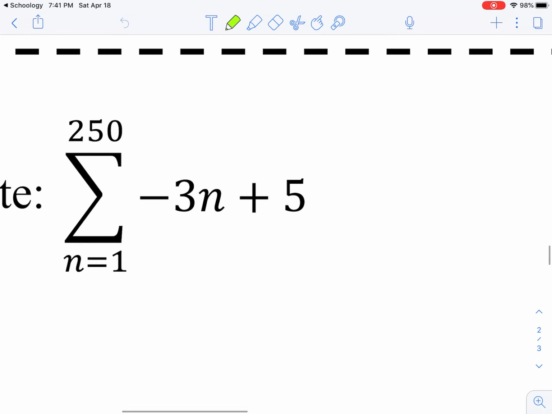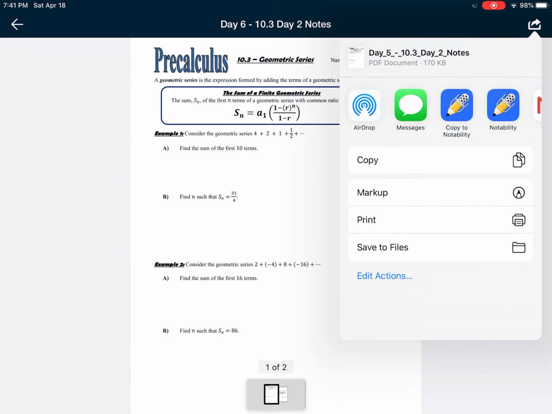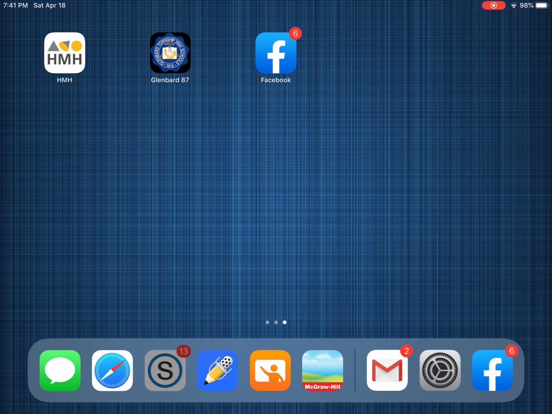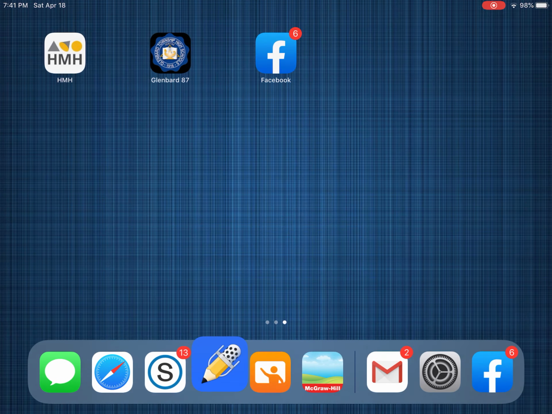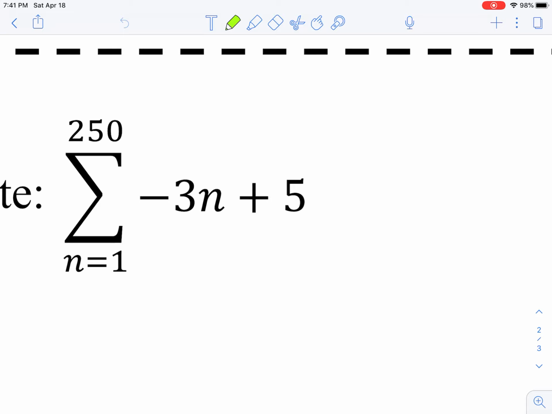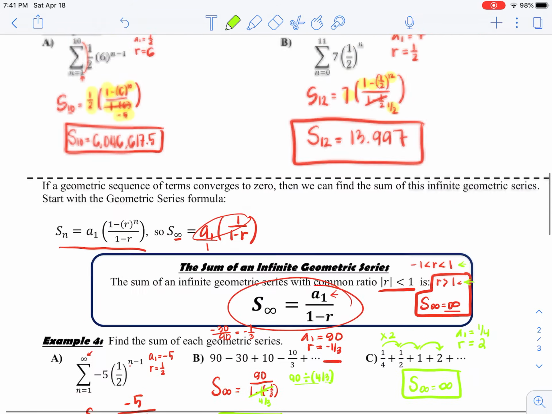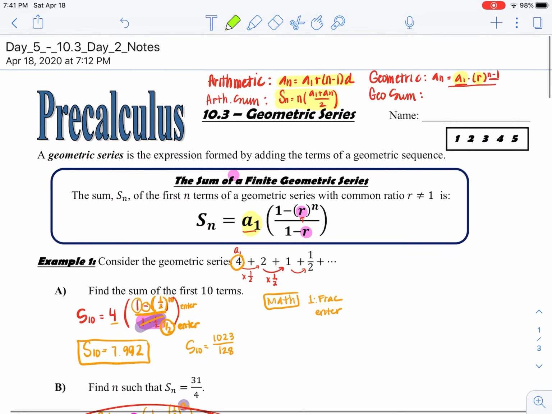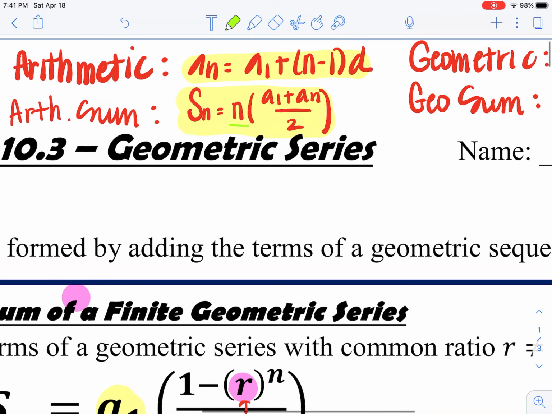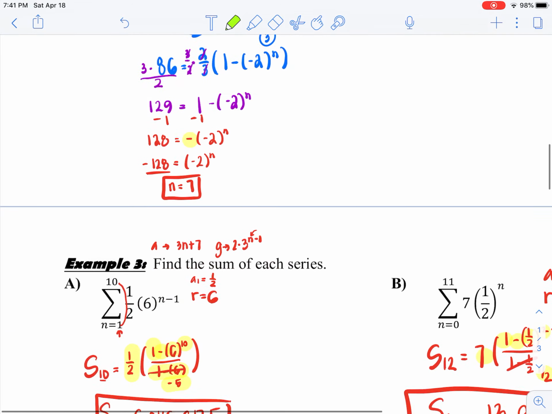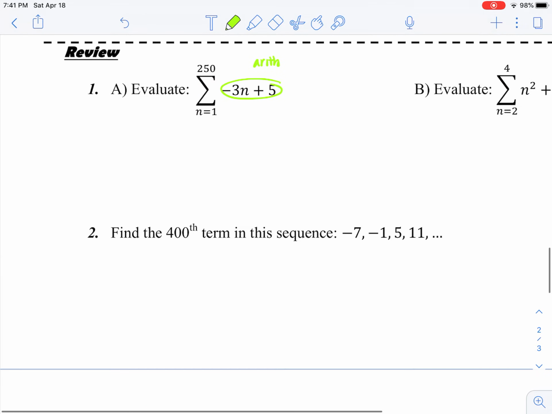So you're going to look right here, and you're going to say, is that arithmetic or geometric? Is -3n plus 5 arithmetic or geometric? Okay, so this is linear, so this is arithmetic, right? So you're going to use your arithmetic sum formula, which I listed at the top of your paper right here. It's the number of terms times the first term plus the nth term, divided by 2.